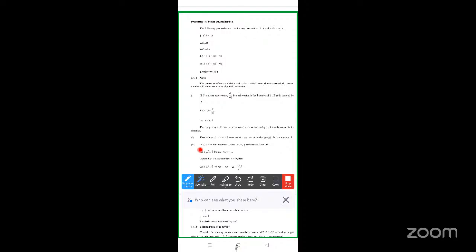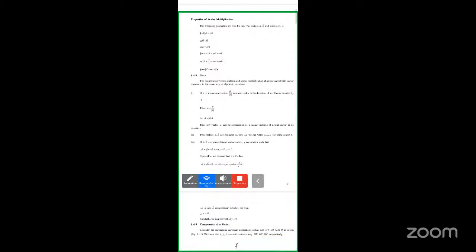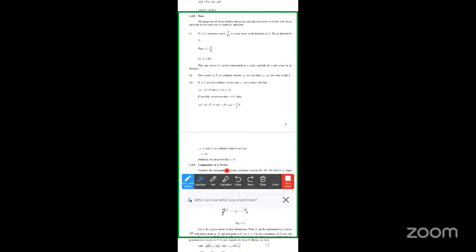Third one: if A bar, B bar are non-collinear vectors and x, y are scalars such that x into A bar plus y into B bar is equal to 0, then x is equal to 0, y is equal to 0. If possible, we assume that x is not equal to 0. Simplify: A bar is equal to minus y by x into B bar. Therefore, A and B are collinear, which is not true. So x is equal to 0. Similarly, we can prove that y is also 0.